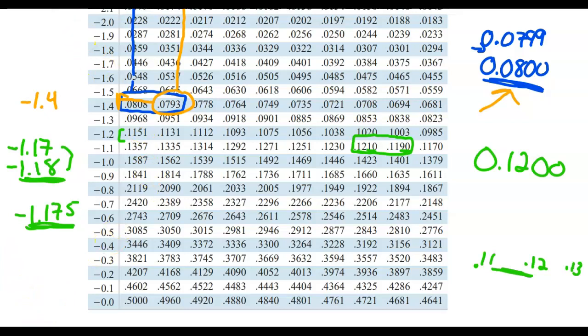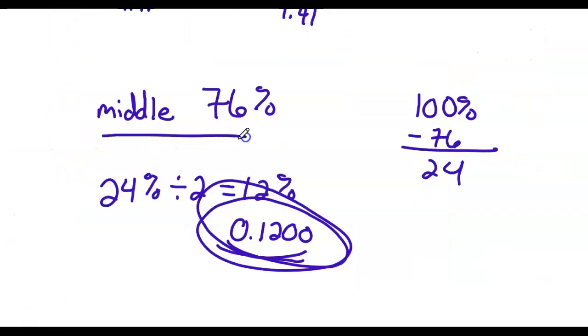Okay, but again, you can do this with any middle percentage like this. Just subtract it from 100, divide it by 2, and then look up that value from the center of the chart. Let me know if you have any more questions.